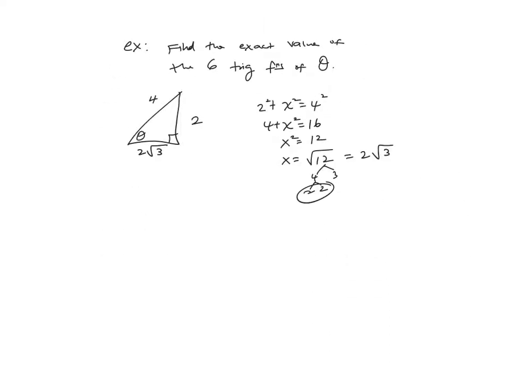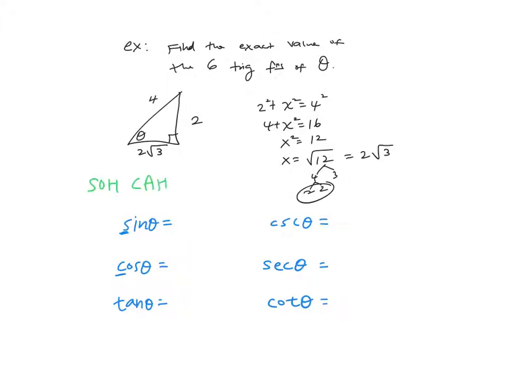So let's find all 6 trig functions. We're looking for sine theta, cosine theta, tangent theta, and their reciprocals. S goes with C, cosecant theta. C goes with S, secant theta. And cotangent theta goes with tangent theta. Recalling SOHCAHTOA, let's put the ratios down here. Sine theta is opposite over hypotenuse, so opposite is 2 over hypotenuse is 4. We reduce that and get 1/2.